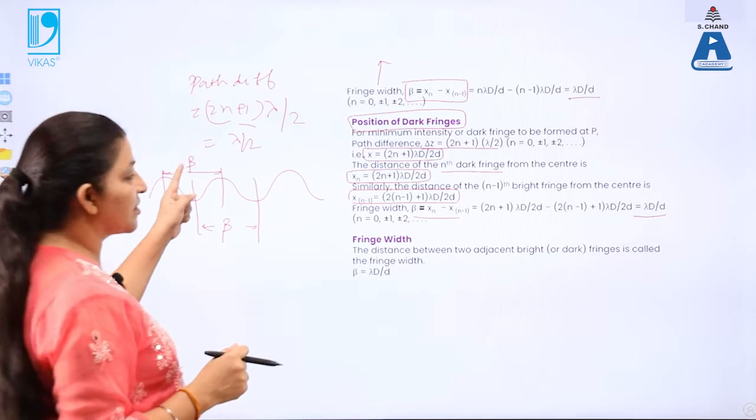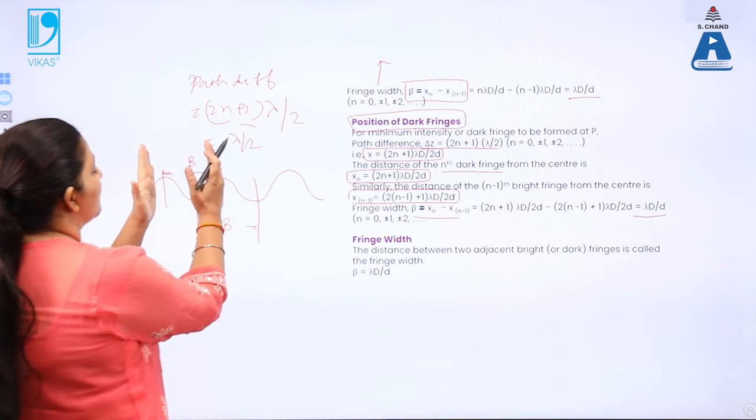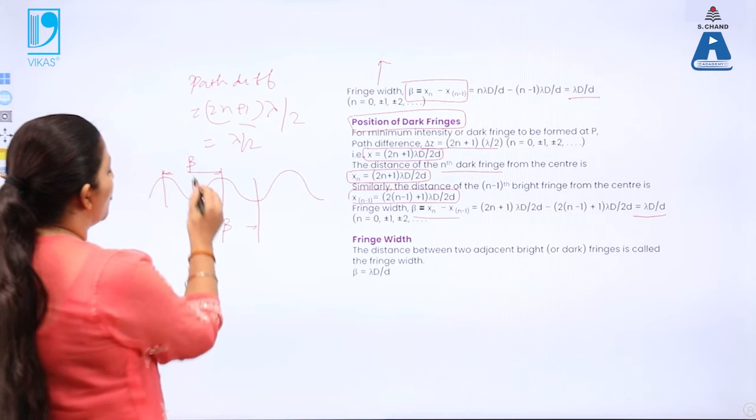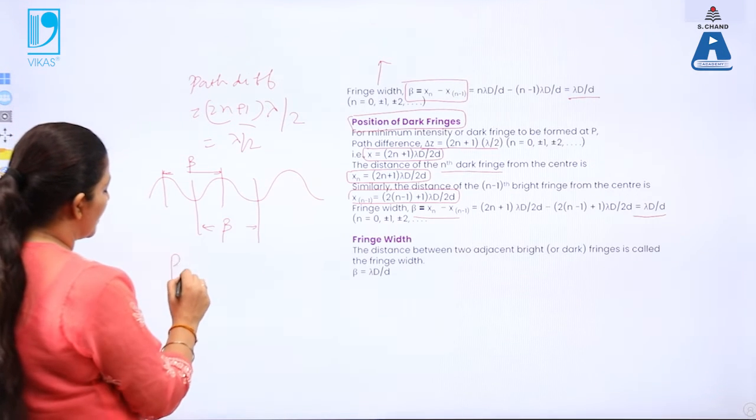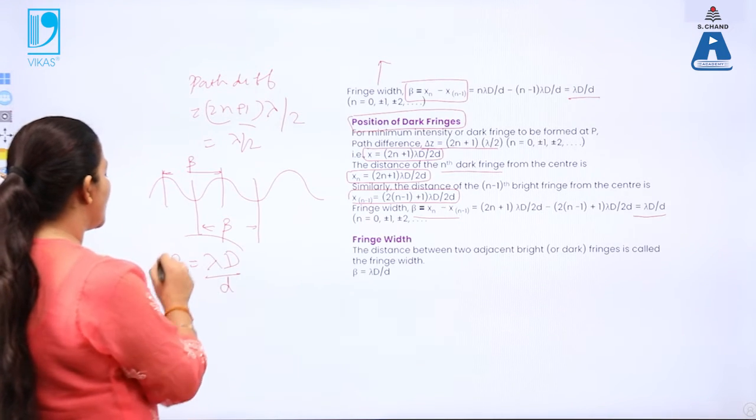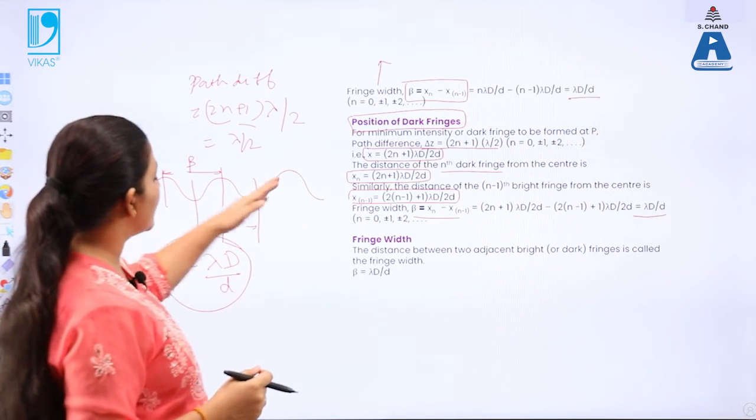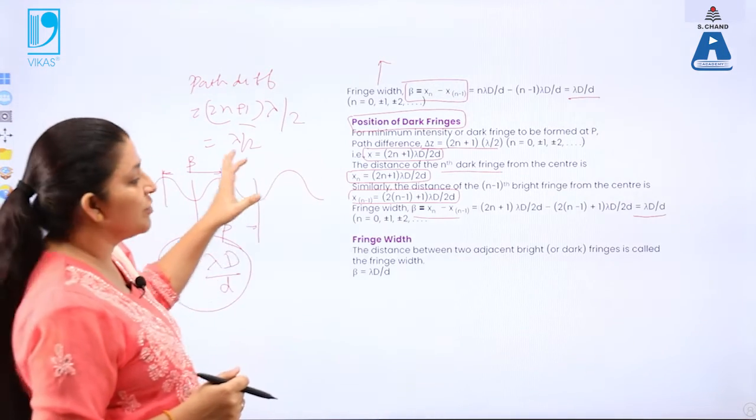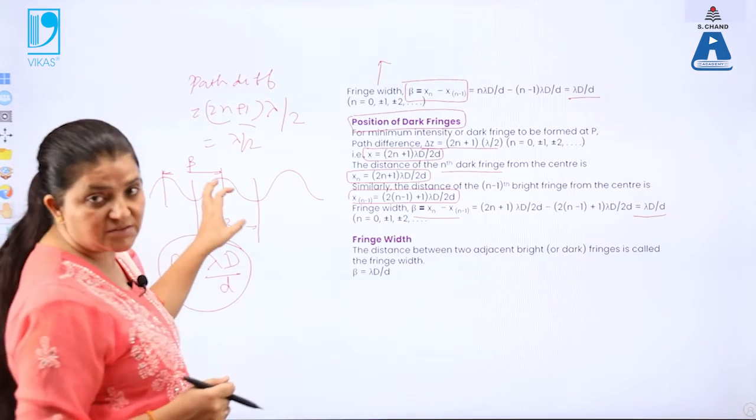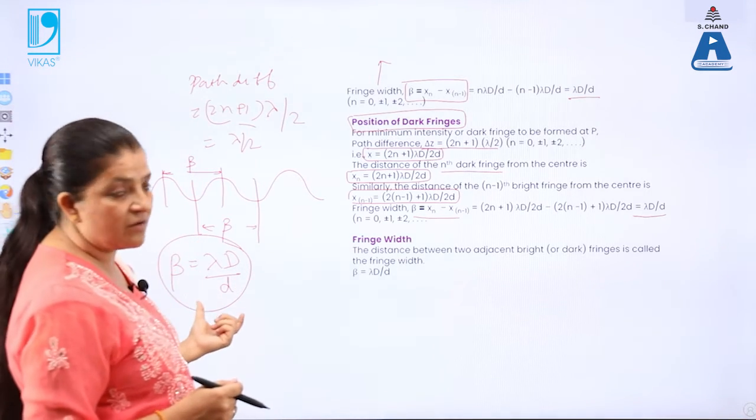Now maxima are for the bright fringes, and minima are for the dark fringes. In both cases we are getting beta, the fringe width, that is the same, lambda D by d. It is constant throughout the pattern. On the screen, throughout the interference pattern, the distance between two consecutive maxima or two consecutive minima will remain constant always.